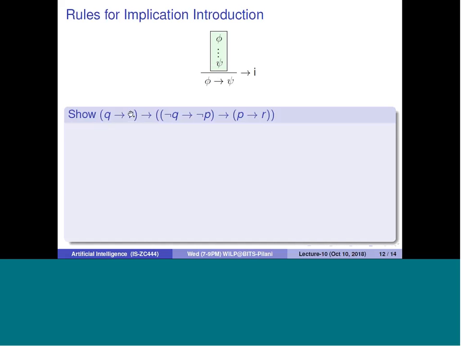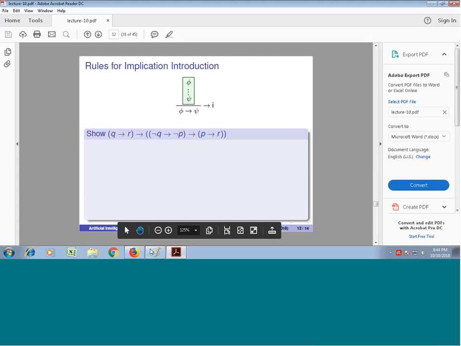Q implies R implies not of Q implies not of P implies R. I don't know what is going to happen, but I have to show this. If I want to show this, what should I do? Very difficult. Just see how unique this kind of scenario is. Okay, implication introduction is how unique it is. So here you can identify two parts. Wherever there is an implication introduction, there is one part phi and one part psi. So which part is phi? Which part is psi? Can you tell me?